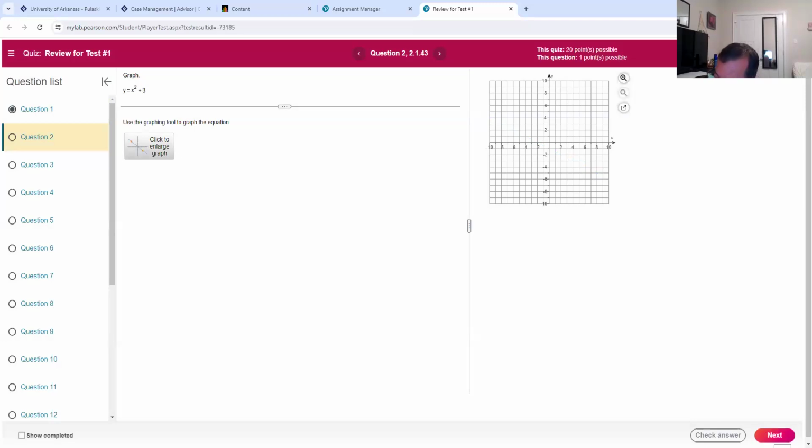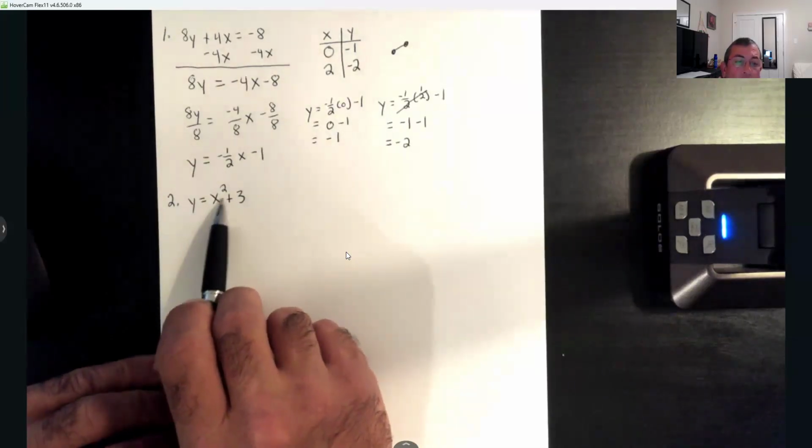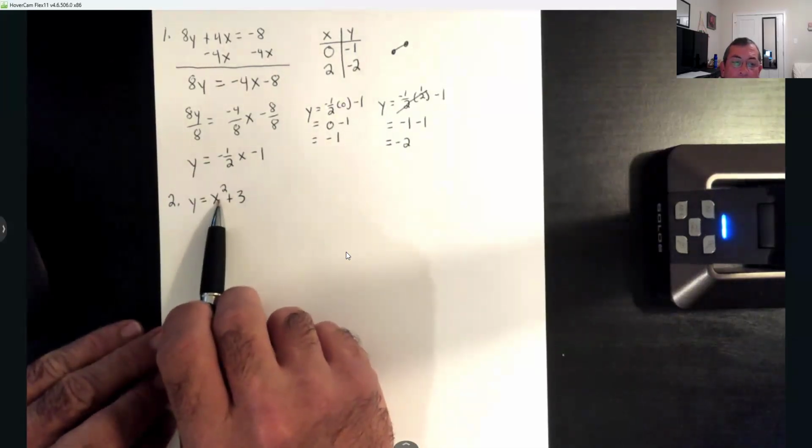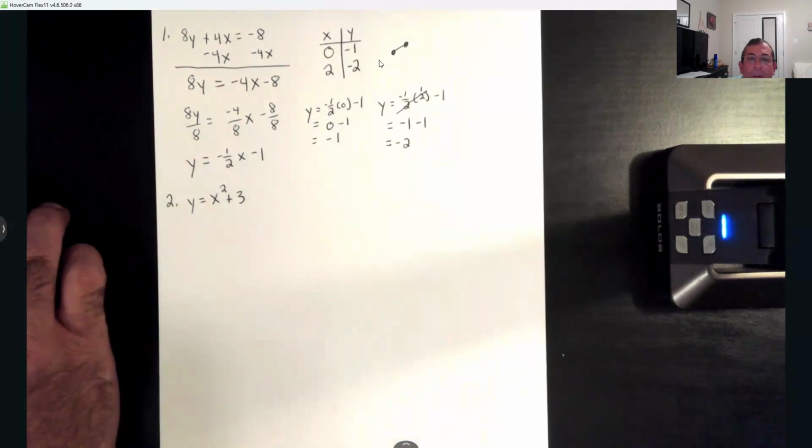All right, so number 2 wants me to graph y equals x squared plus 3. All right, so I'm going to go work that by hand, and then I'll come back and graph it. So y'all, when you got x squared graphs, let me show you on this one. So let me go back.